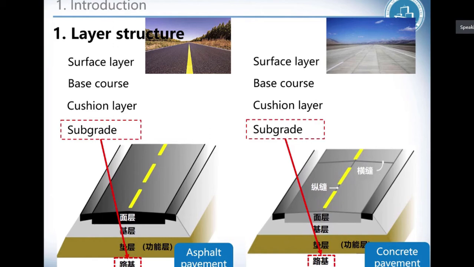So no matter for the asphalt pavement or the concrete pavement, the pavement structure is typically composed of several layers of materials, and each of which receives the load from the above layer, spreads it out, and then passes it onto the layer below.